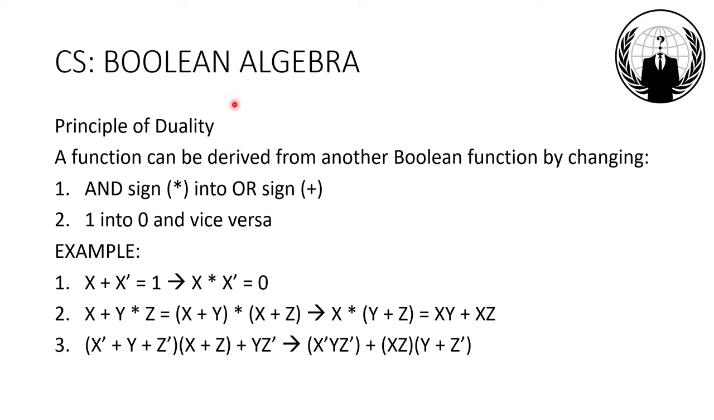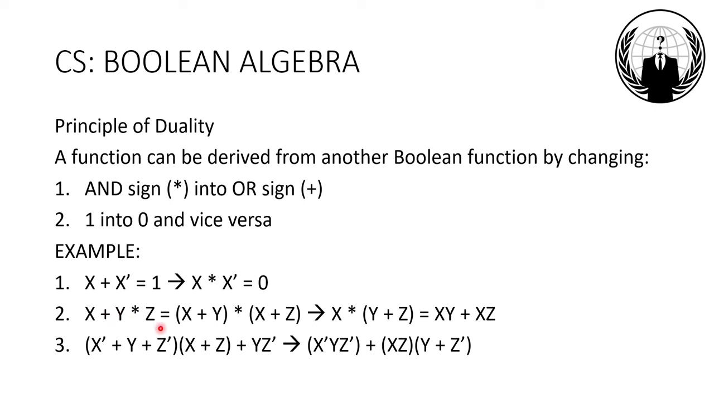Now here is the principle of duality. The principle of duality states that a function can be derived from another Boolean function by changing AND sign into OR sign, 1 into 0, and vice versa. If in the Boolean function an AND sign is present, it will be converted into OR sign to find its dual, and 1 into 0. Like we can see in the example, it is the complement law only: x plus x complement is equal to 1, which has been converted into x times x complement is equal to 0. In this case, plus has been changed into multiply sign and 1 has been changed into 0.